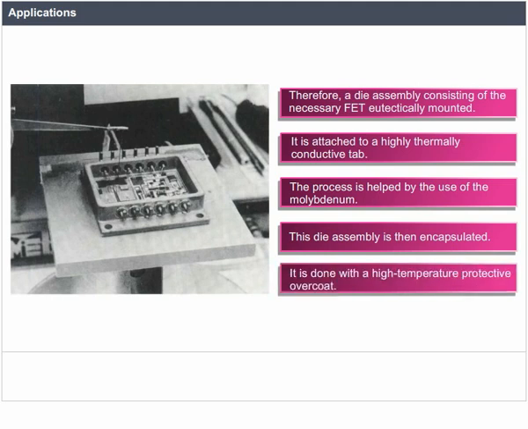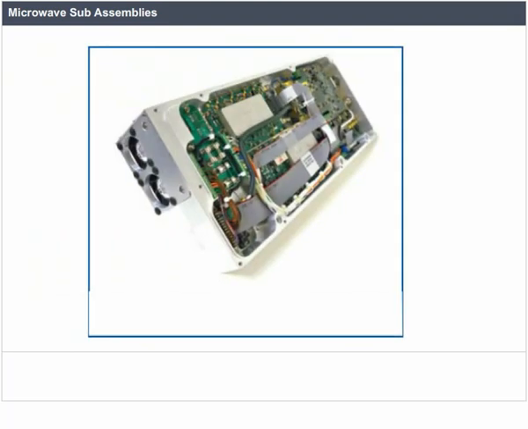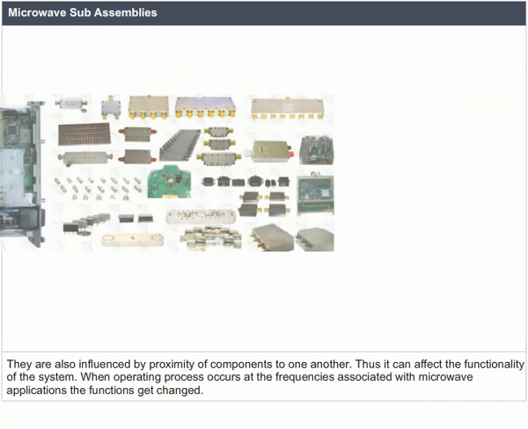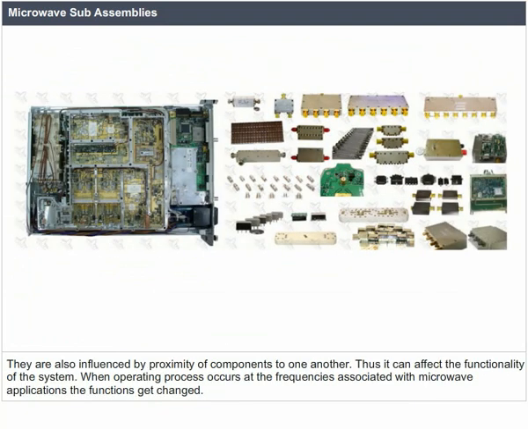Microwave subassemblies. Microwave functionality is governed by mechanical design as much as by electrical design. The placement and orientation of components can affect the electromagnetic fields and devices, which are also influenced by the proximity of components to one another. Thus, it can affect the functionality of the system when operating at the frequencies associated with microwave applications.